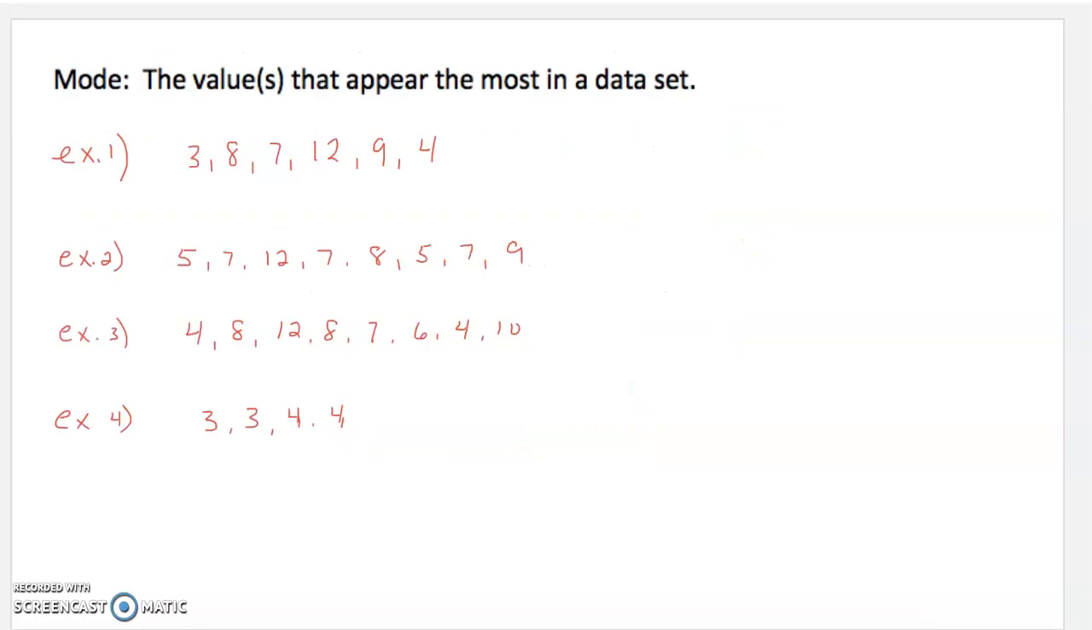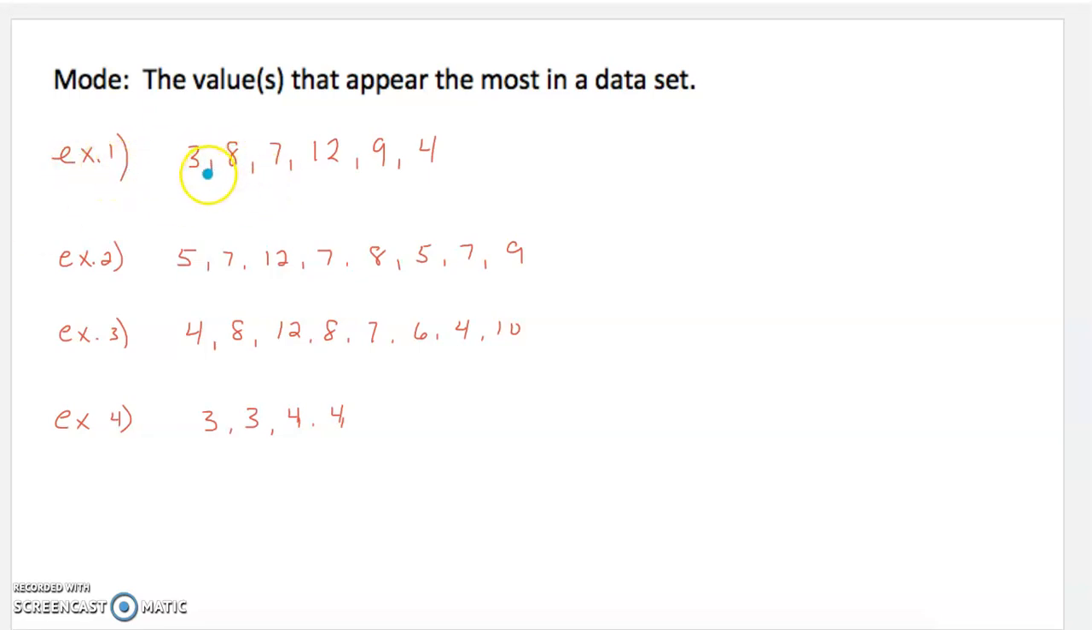Now on to 9.2. The first thing I want to talk about is mode. Mode is the value or values that appear most in a data set. Now this is something you should have done in the past, but just a quick review. So here we go. I have a few examples here.